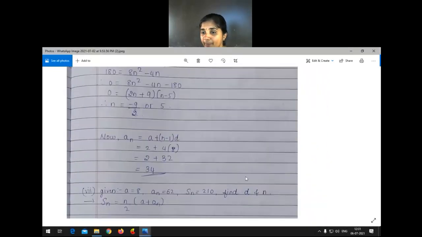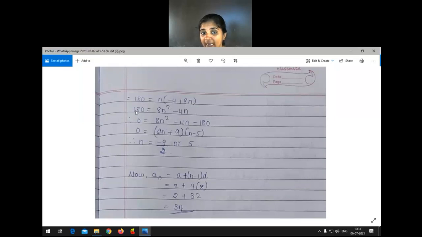So minus 4 plus 8n. Then 180 is equal to, here we have to apply the bracket removing step. n into minus 4 is minus 4n, n into 8n is 8n square. So then what do we have to do here? We have to take all the terms to one side so that the other side will be 0. We transfer this 180 to this side. Then this side is 0. 8n square minus 4n minus 180.